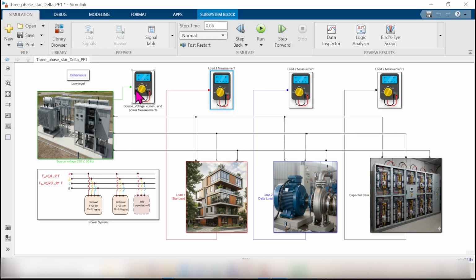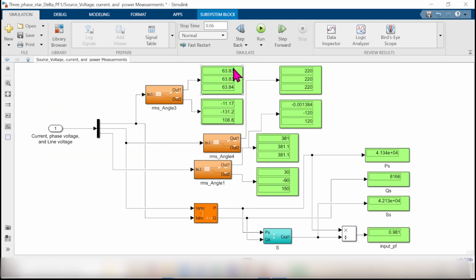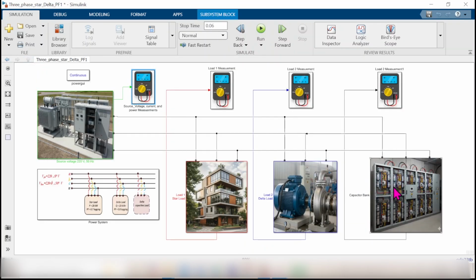But what about the source? Let's check the source now. The current drops from 86 ampere to 63.8 ampere, with angle minus 11.15 rather than minus 43.02. And the power factor is increased from 0.73 to 0.98. The power consumed is still the same, 41.3 kilowatts, but the amount of var has changed from something like 38 kilovar to 8.2 kilovar. And the amount of S is reduced from 56.5 kilovolt ampere to 42.13 kilovolt ampere. So the power factor correction is now working fine. The capacitor is adding the amount of var required to the system according to the design.